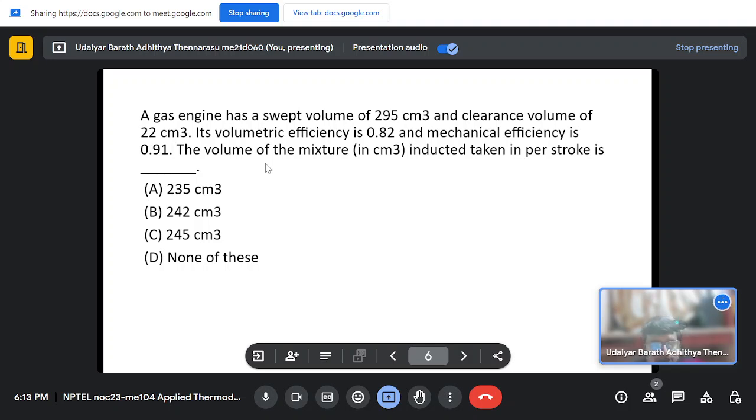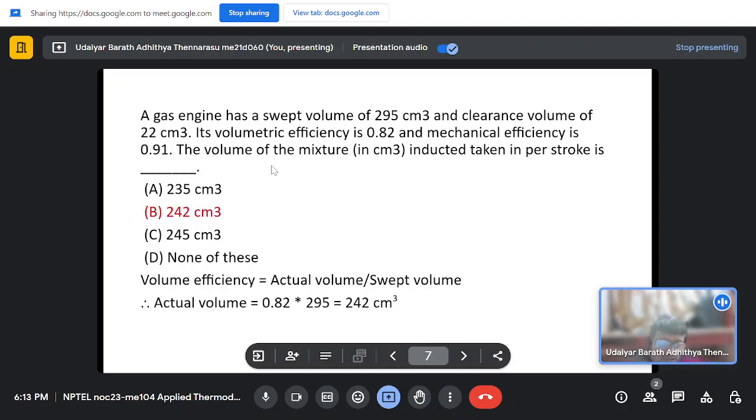So what has been asked is the volume of mixture, air plus fuel mixture. There are many unnecessary values which are given. We don't require clearance volume, we don't require mechanical efficiency. Mechanical efficiency is brake power by indicated power, so how much power you are getting against the power generated. Volumetric efficiency is what is required in this case. Volumetric efficiency is mass of fuel coming in divided by the mass in the swept volume. So that's what we require.